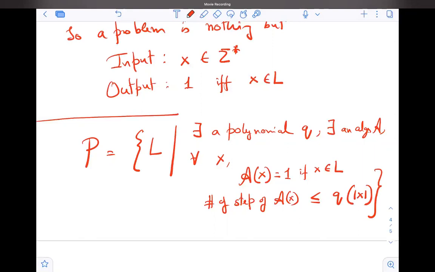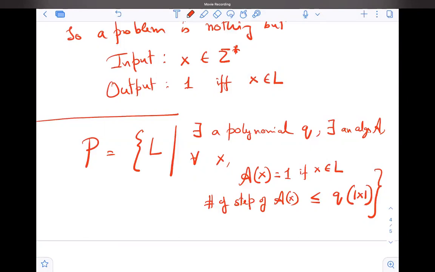So these are all the problems for which there is an algorithm that, in the worst case, for any input X of any size, solves that problem or answers it correctly with the number of steps less than a fixed polynomial of the input size. Is it fine? Yes, sir. Okay, good.